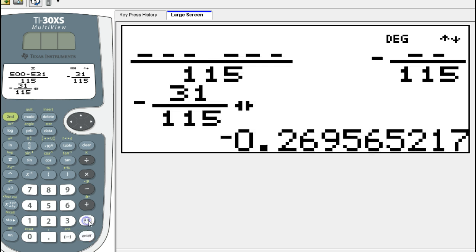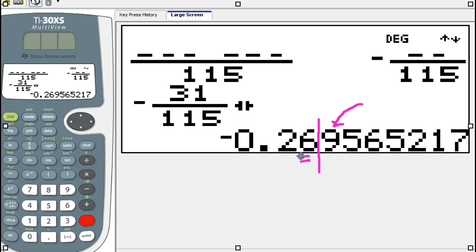This fraction is not going to help us. We need a decimal, so be careful how you round. We need to round this to the nearest hundredth, that's 2 decimal places. So we want to cut it right here. However, we are not going to simply say negative 0.26. If the next number is 5 or higher, you need to round this number up. Since this is a 9, instead of saying negative 0.26, we're going to say negative 0.27.